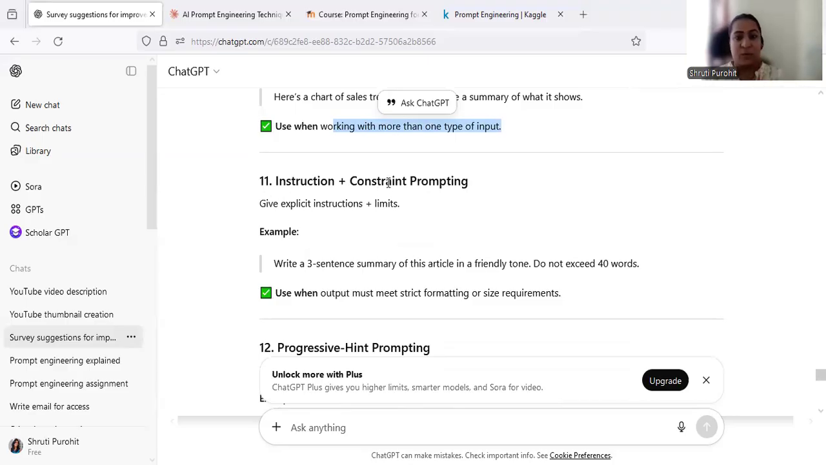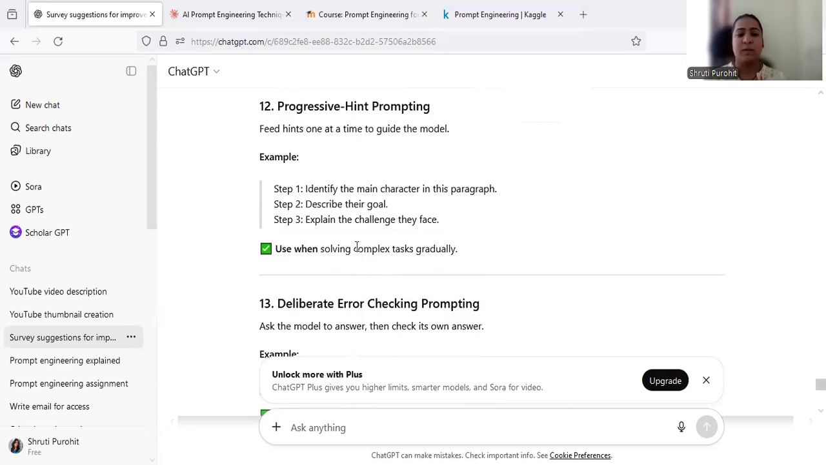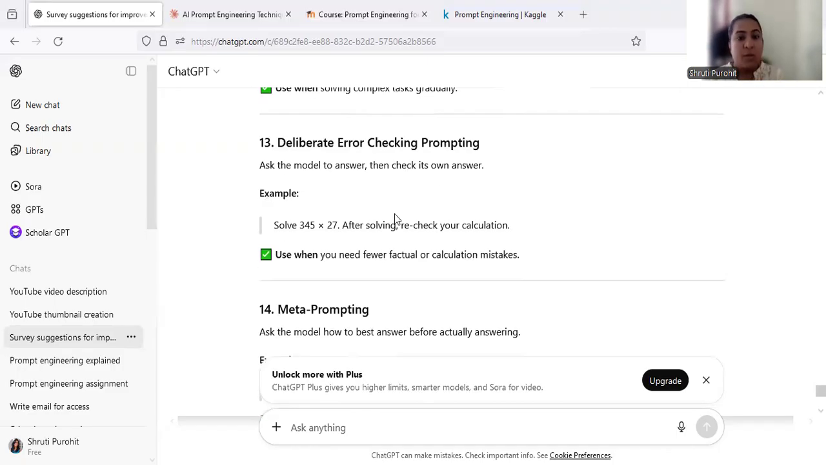Okay. So, instruction and constraint prompting: a combination of instructions and limits. This we already discussed. Progressive hint prompting: feed hints one at a time and guide the model. So we are providing hints. Okay, is this answer correct? Can you provide an alternative answer? So we are getting progressive, iterative responses, and to get them we are giving hints. Then deliberate error checking prompting: ask the model to answer and check its own answer.